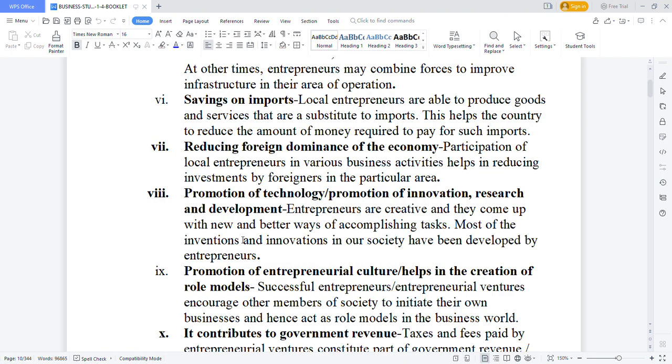Another one is reducing foreign dominance of the economy. Participation of local entrepreneurs in various business activities helps in reducing investments by foreigners in the particular area. So that's also another importance of entrepreneurship. There are so many.